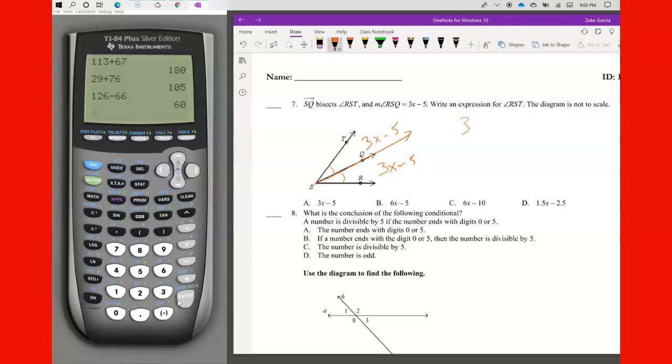So what you actually have is 3x minus 5 plus 3x minus 5 for the larger angle. So you have 6x minus 10. So your answer is C.